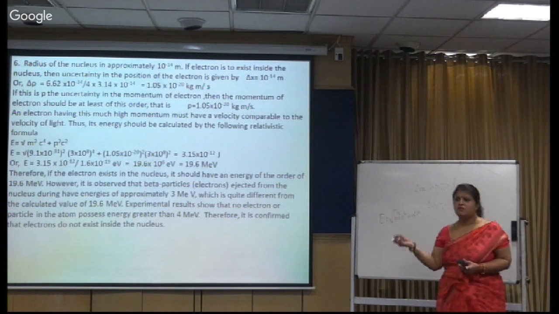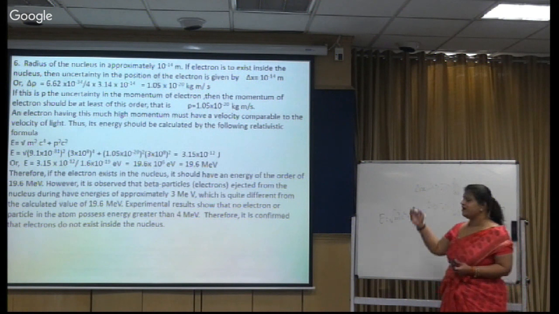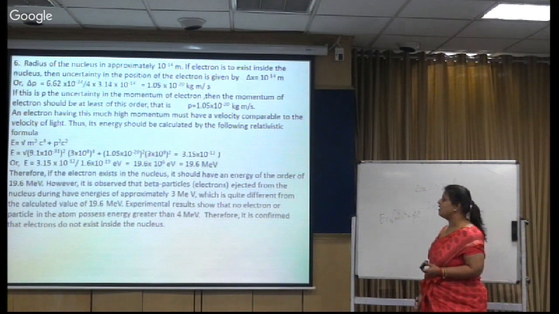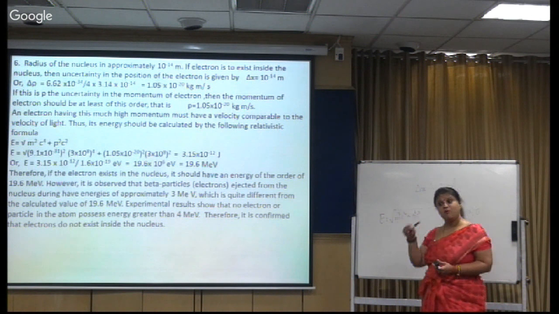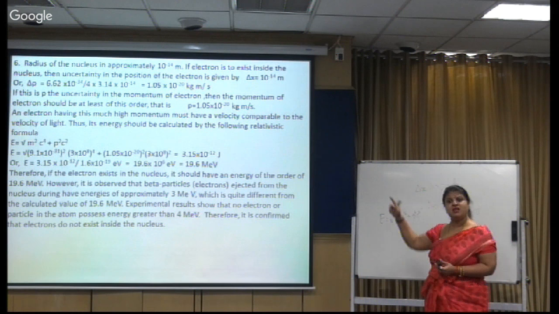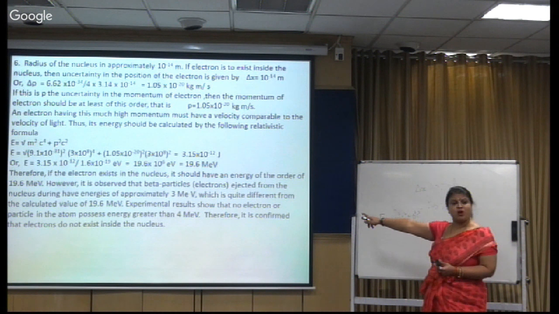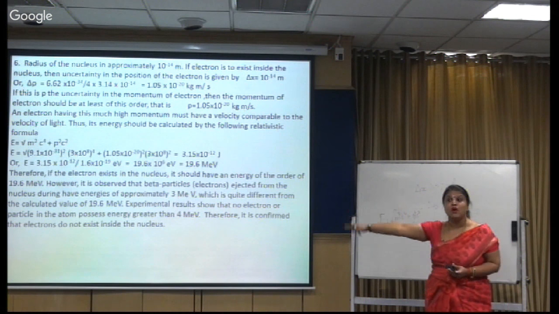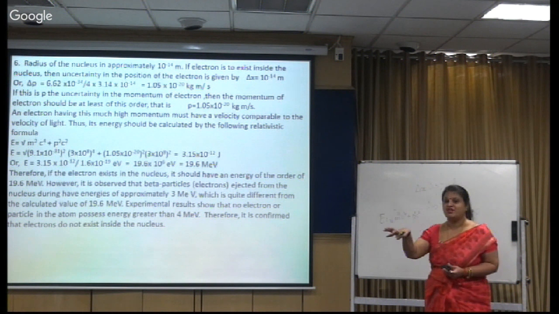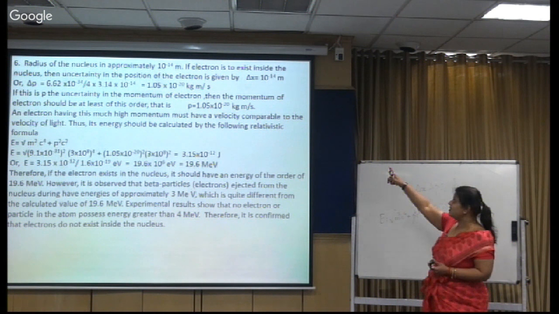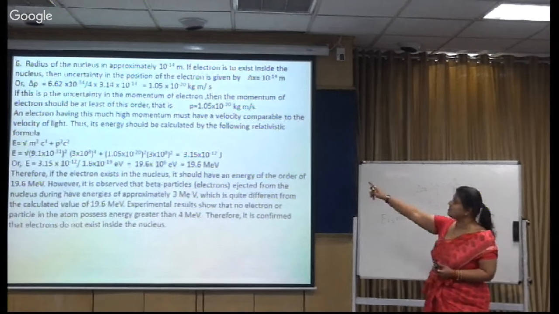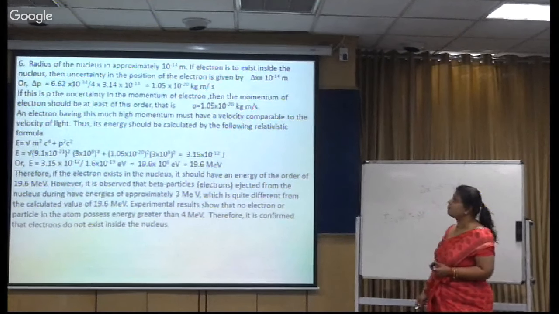If we look at those beta particles which are being emitted as a result of radioactive decay of a nuclei, then the energy of those beta particles is somewhere around 3 million electron volts. Whereas for the electron which is revolving around the nuclei, the energy is around 20 million electron volts, much higher in comparison to what a nuclei can have. So again, this shows that an electron cannot be present in the nuclei, because the uncertainty in position as well as the uncertainty in momentum are both pretty high.